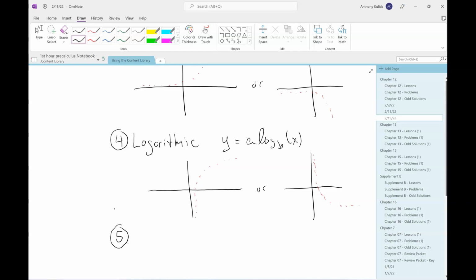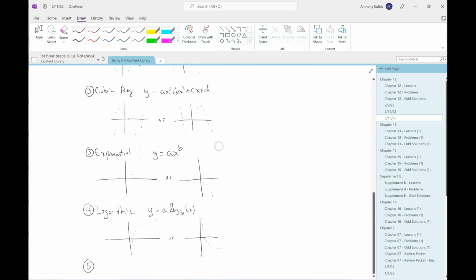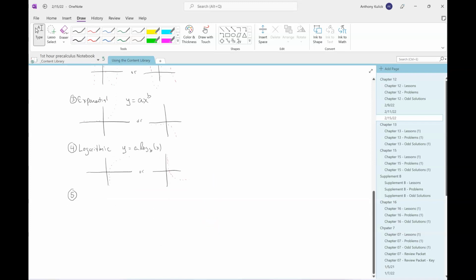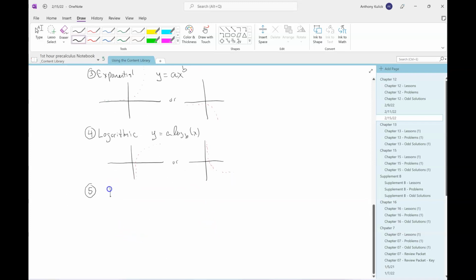Now, all of those first 4 we've talked about are all things that we spent like an entire chapter or more dealing with in Algebra 2 last year, right? All those names should sound familiar. The last one is one that we don't spend a good deal of time on. And that's a power model.